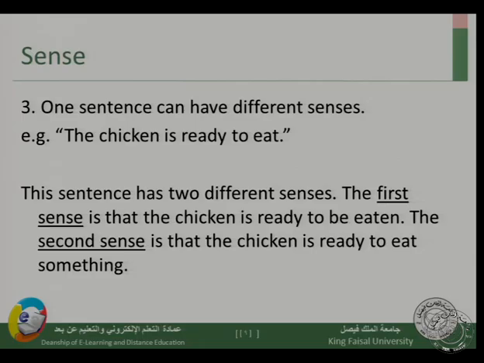What is the first one? It is that the chicken is ready to be eaten. So when you say the chicken is ready to eat, it means it's ready for people to eat it, or for someone to eat it. Okay. The second sense is that the chicken is ready to eat something. The chicken is not cooked, it's alive, and it's ready to eat something. So the chicken is ready to eat has two different senses, as we see here. First one is that it is ready to be eaten.